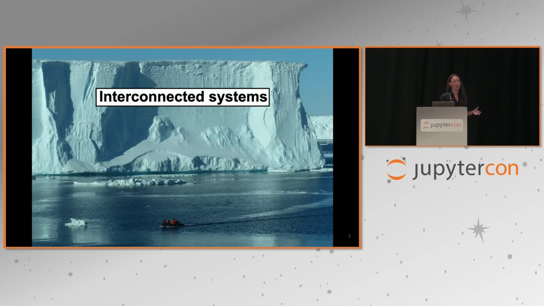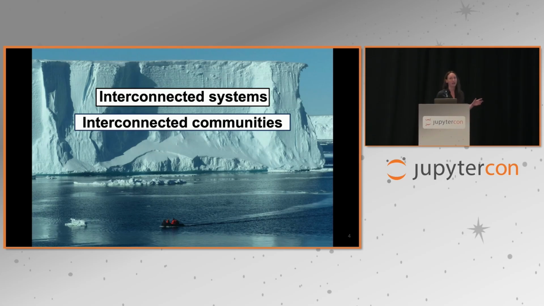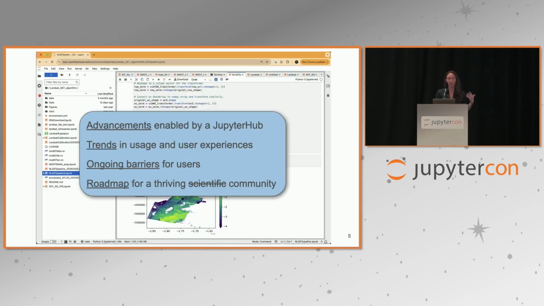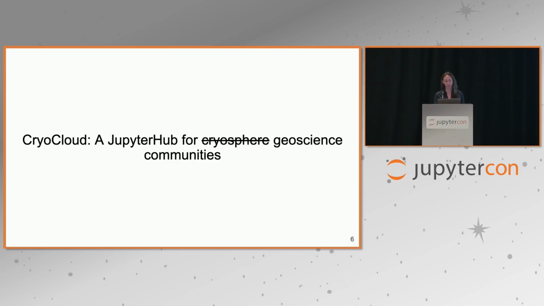So how do we connect researchers or community members to get at these questions that sit at the interface? That's through interconnected communities. So that's what we're going to be thinking about today, how to facilitate that. I'm going to talk about advancements enabled by a JupyterHub, trends in user usage and experiences, ongoing barriers for users, and a roadmap for a thriving community that we'll end with.